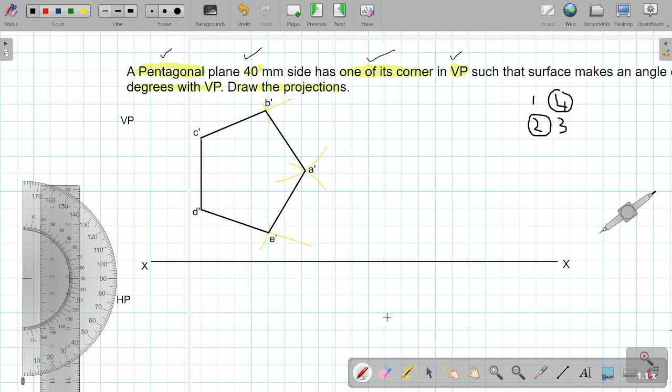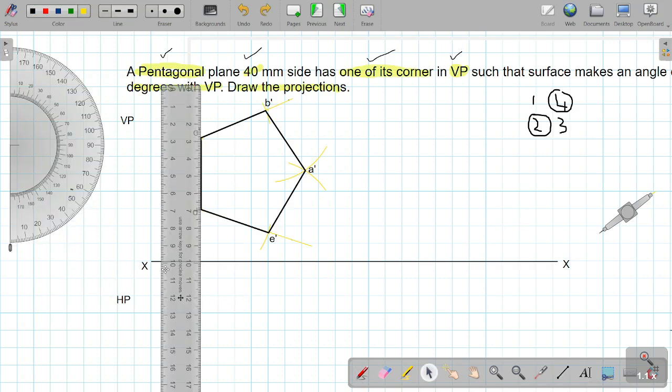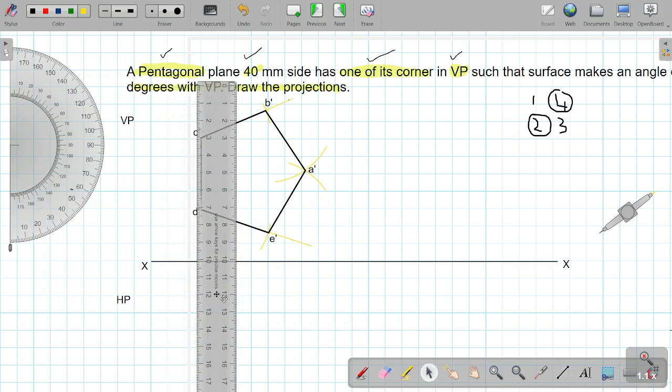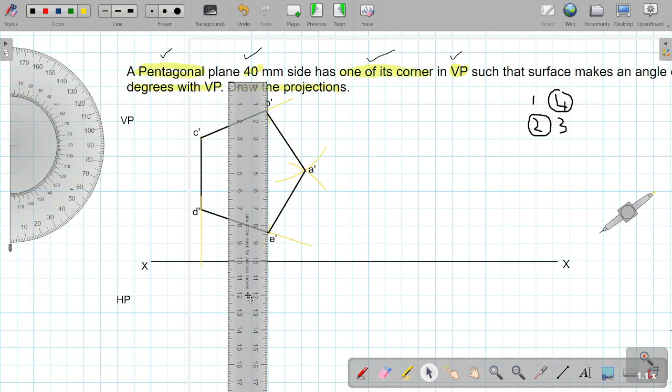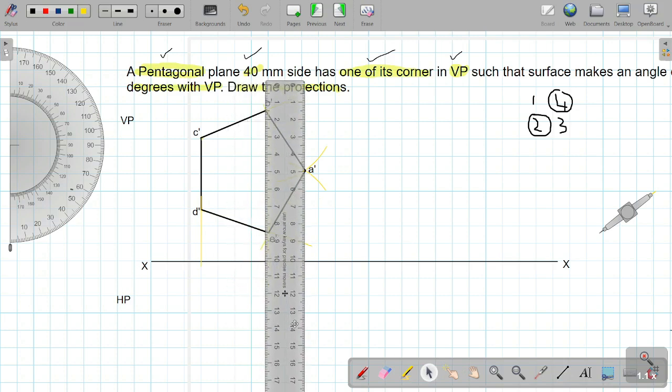So I will take the projections from step 1. The projection should be very light. First I will draw very light lines from C and D till the XY line. Then similarly, if your construction is perfect, then B and E will come on the same line. And then finally A.